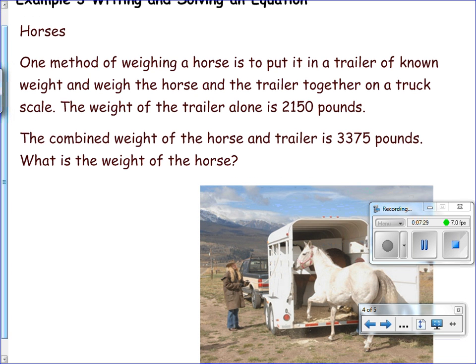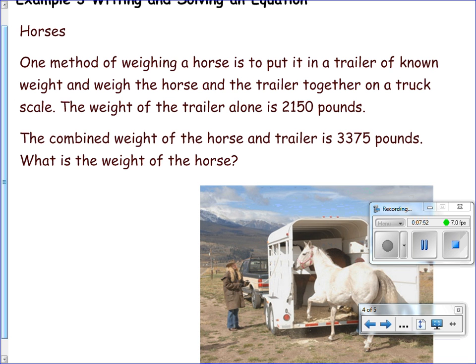One method of weighing a horse is to put it in a trailer of known weight and weigh the horse and trailer together on a truck scale. The weight of the trailer alone is 2,150 pounds. The combined weight of the horse and trailer is 3,375 pounds. What is the weight of the horse?